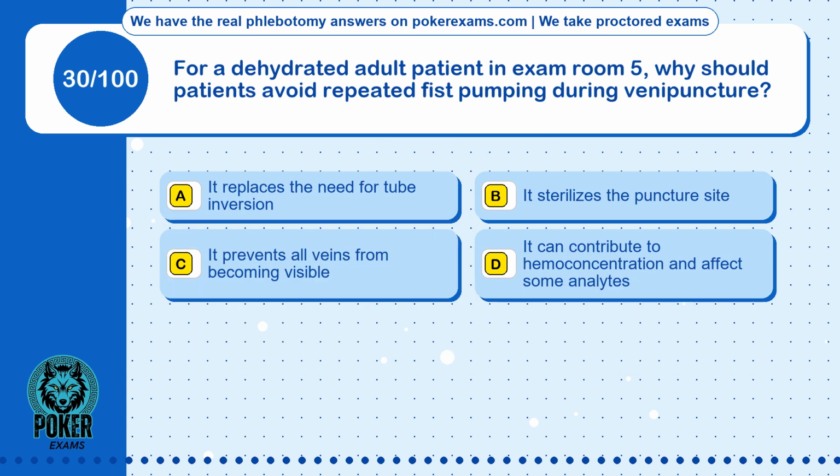Question 30. For a dehydrated adult patient in exam room 5, why should patients avoid repeated fist pumping during venipuncture? Option A. It replaces the need for tube inversion. Option B. It sterilizes the puncture site. Option C. It prevents all veins from becoming visible. Option D. It can contribute to hemoconcentration and affect some analytes.